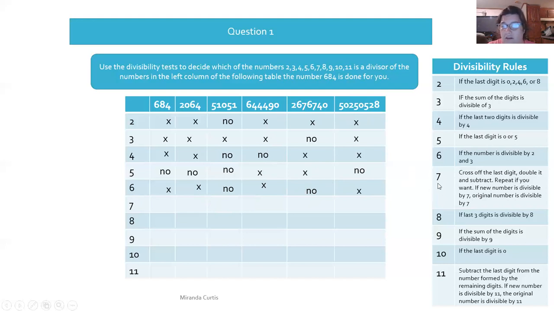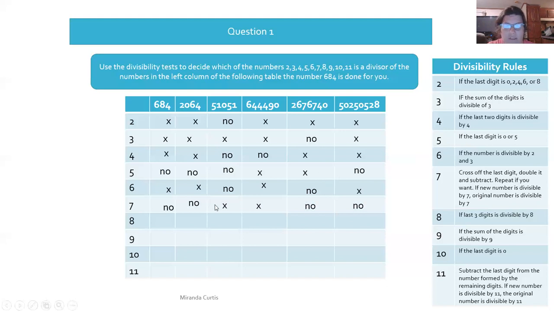Okay, let's look at if they're divisible by 7. Cross off the last digit, double it, and subtract. Repeat if you want. If the new number is divisible by 7, the original number is divisible by 7. Okay, let's look. Oh, 7 was hard.